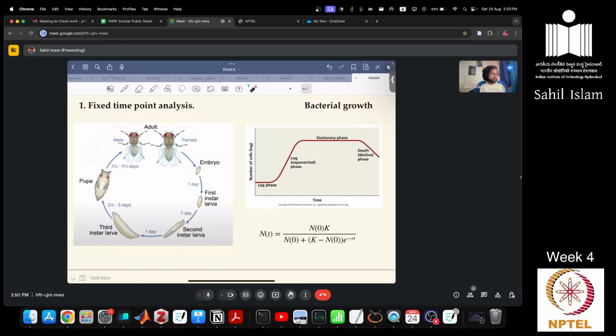Also there is bacterial growth. When bacteria grow, they have different phases. This you can also study via fixed time point analysis: at different times you take different snapshots, so there are different stages of this growth. First is the lag phase, where no significant growth is observed. Then it starts growing exponentially, a very fast growth. Then eventually it saturates.